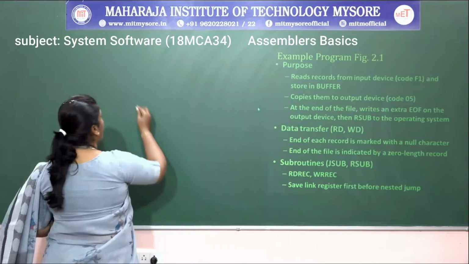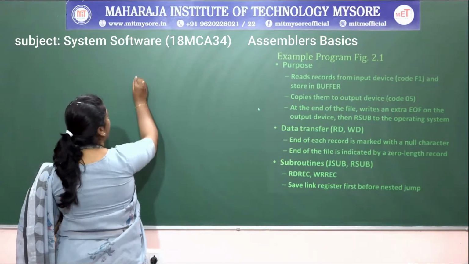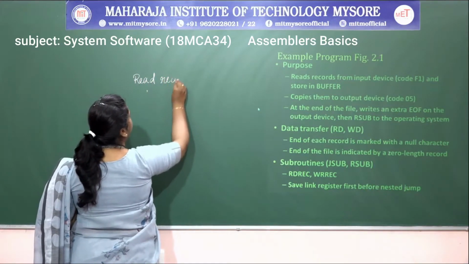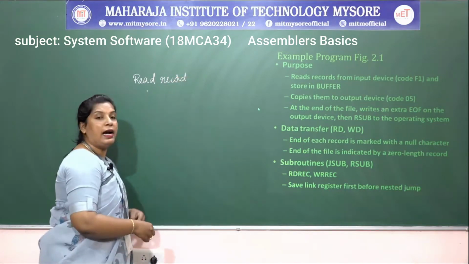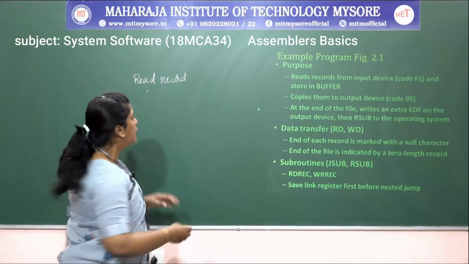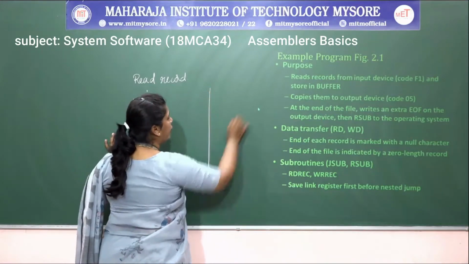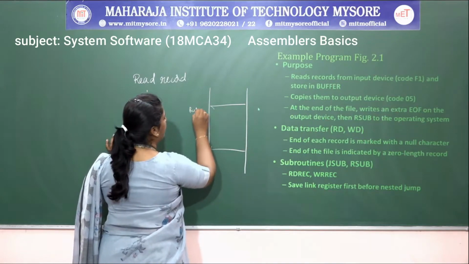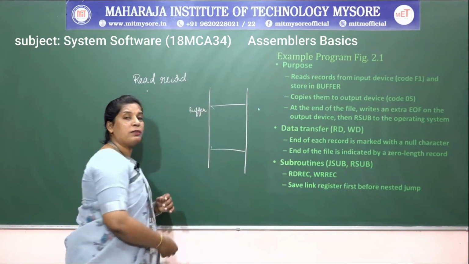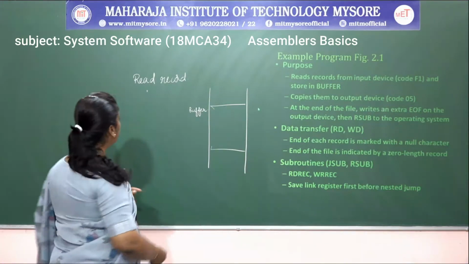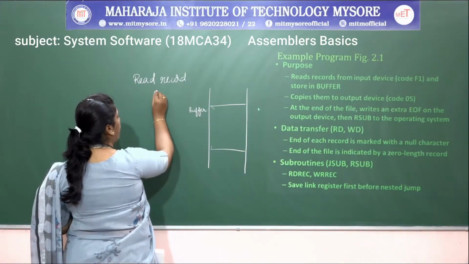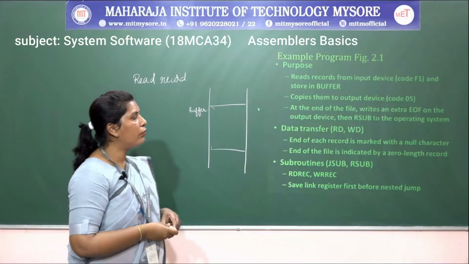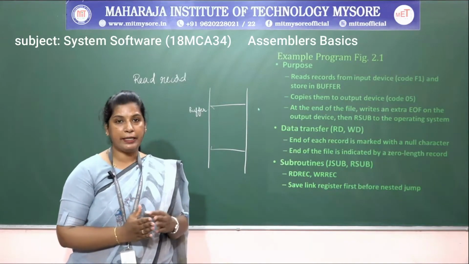So this program is going to read a record, only one record at a time. After reading, that record is stored in a buffer. A buffer is a memory variable to store a huge amount of data. Let us assume the record is capable of holding some characters, having some limitations.